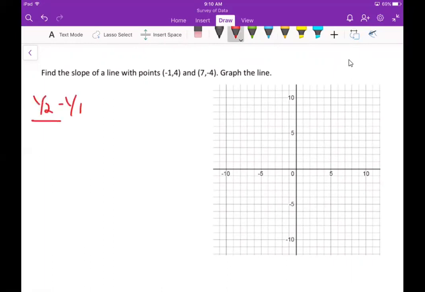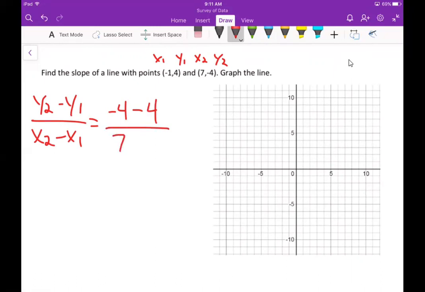Here, you should get y2 again minus y1 over x2 minus x1. This is x1, this is y1, this is x2, this is y2. So y2 was -4, y1 was 4. So minus from the equation and then 4. x2 is 7, and now be careful with this x1. There's a minus from the formula and a -1 I have to plug in for x1.